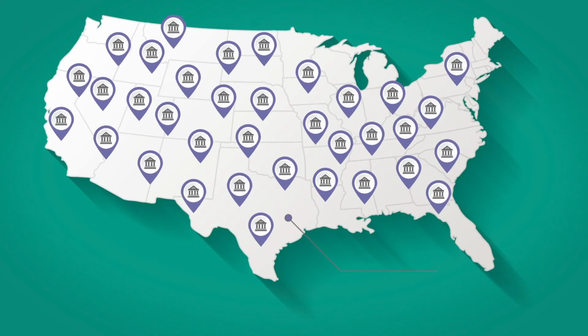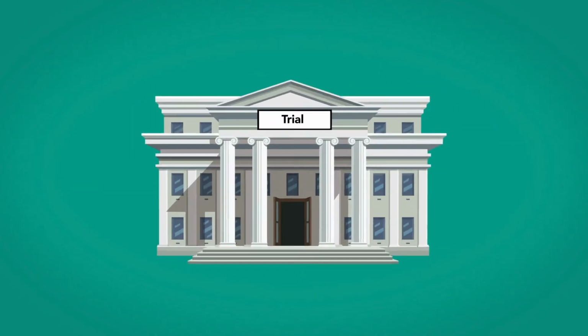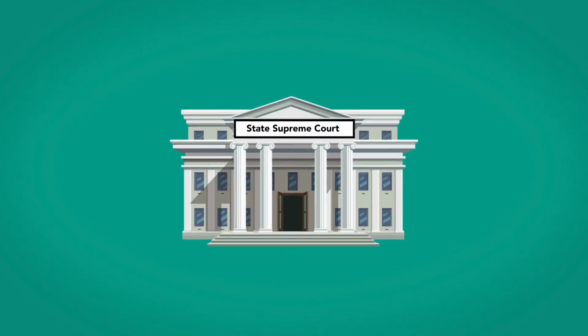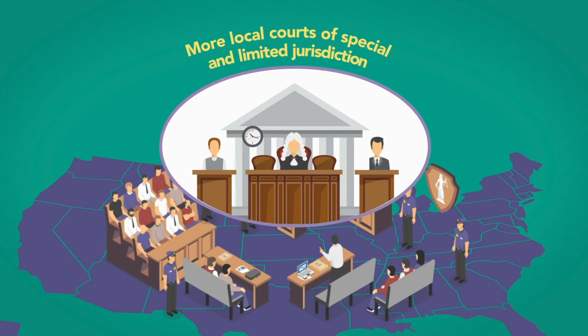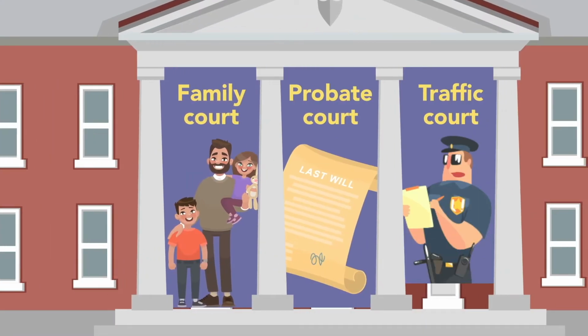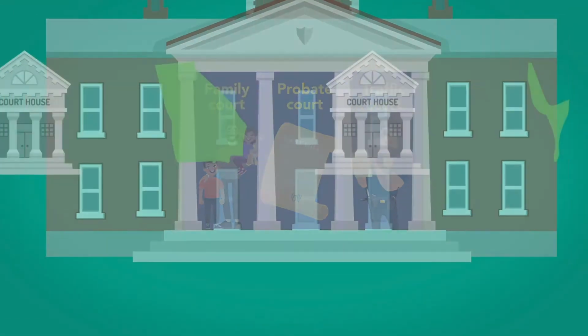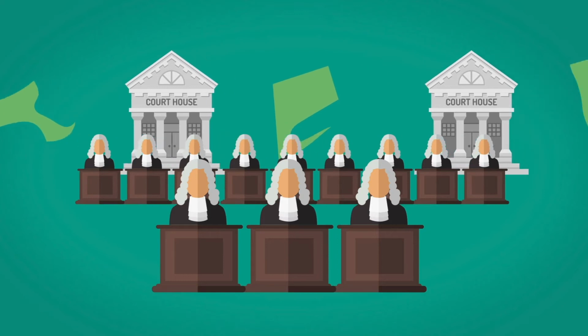States also generally follow three-tiered court systems consisting of a trial court level, an appellate court level, and the state Supreme Court. However, in state systems, there are more local courts of special and limited jurisdiction than on the federal level, such as family court, probate court, traffic court, etc. Depending on the court and the state, judges may be appointed, elected, or selected by panels of other judges.